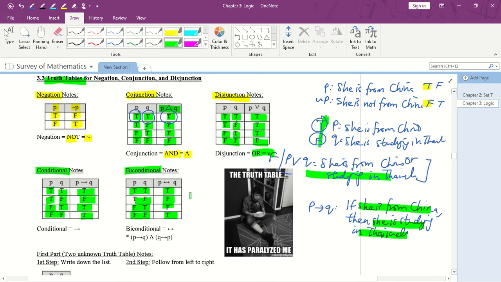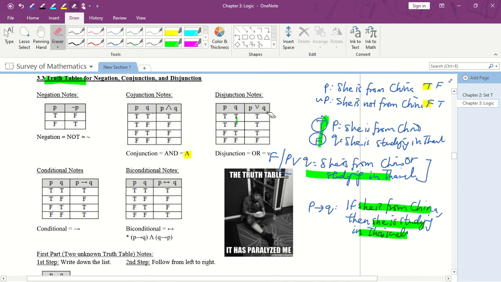It's kind of similar to the situation of the conditional. However, it doesn't accept the case when P is false and Q is true, so that makes it false. Okay, so let me highlight those that you need to specially remember, okay?